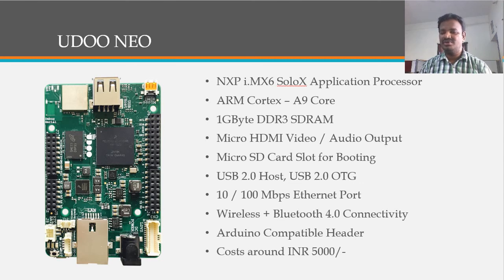2.0 host and OTG, and a 10/100 megabits per second Ethernet port for connecting to a wired network. It has wireless and Bluetooth 4.0 connectivity for wireless and low power applications, and an Arduino compatible header. You can plug in external Arduino headers and start your development using embedded Linux. This costs around 5,000 rupees, it's easy to buy, and you can kickstart your embedded Linux application and embedded Linux BSP development.